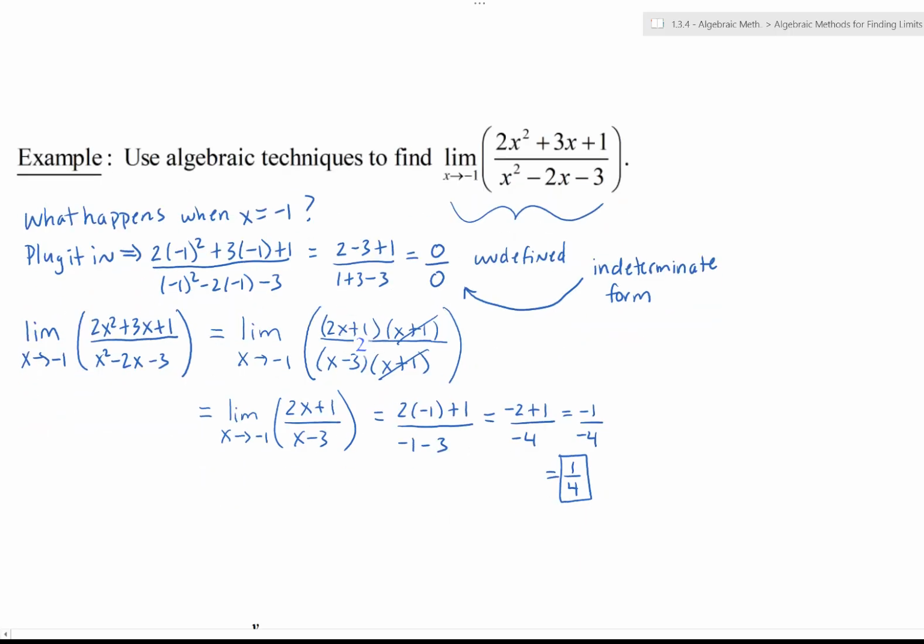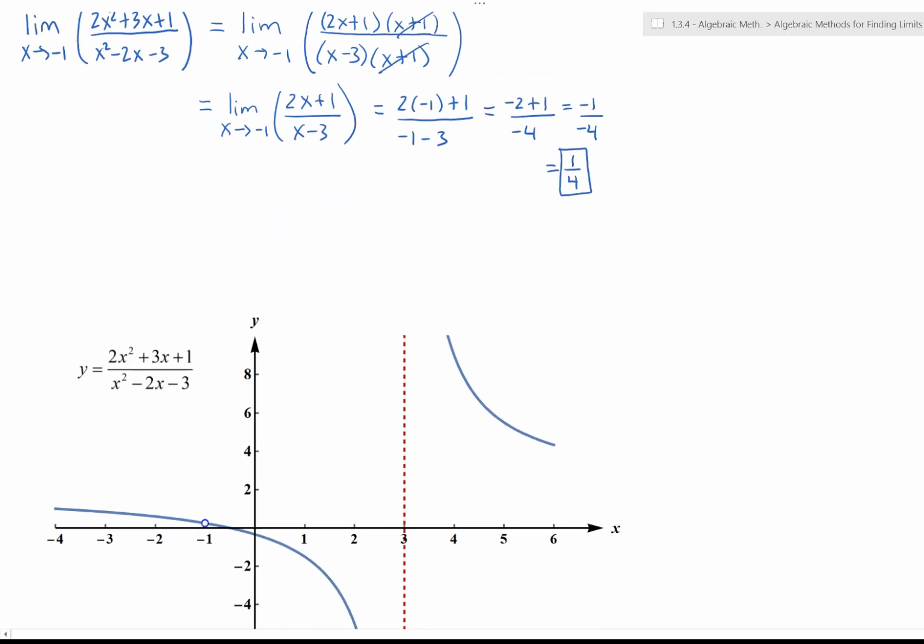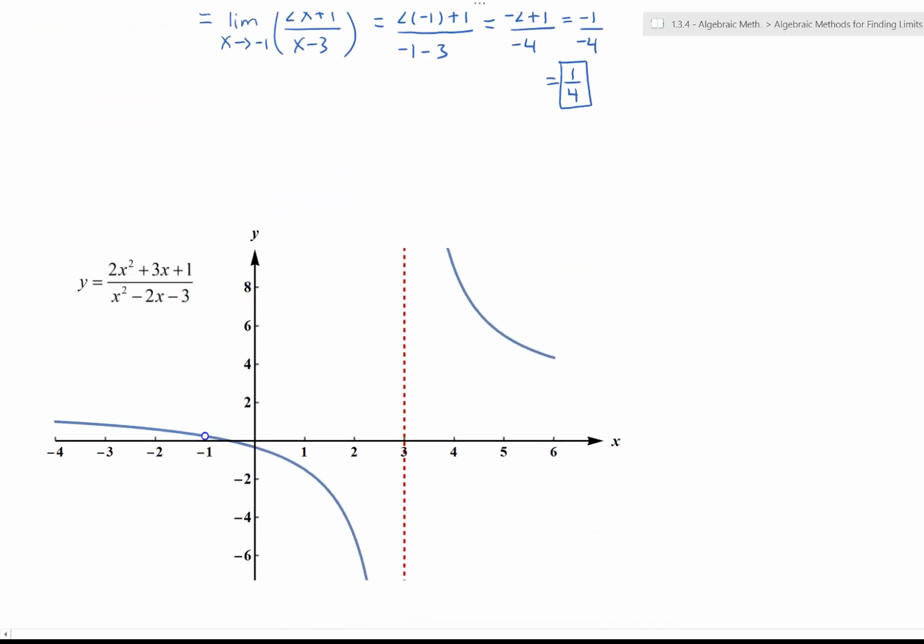So we should expect a hole in the graph at that location, and in fact here is the graph of that function that we were just investigating. Notice that right over here is the location of x is -1, and the limit exists, but yet the function is not defined there. And that is all consistent with the algebraic technique that we just performed. So one technique you might want to keep in mind when trying to find limits that are of indeterminate form of the form 0 over 0 is, if possible, can you factor? And if so, try it.